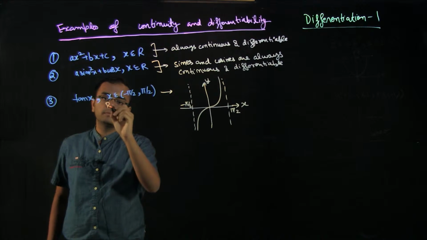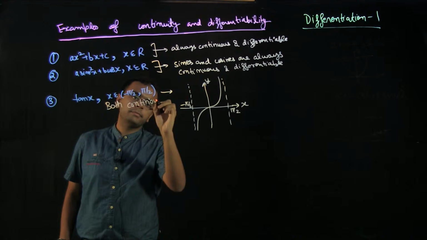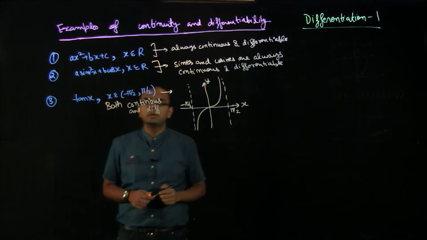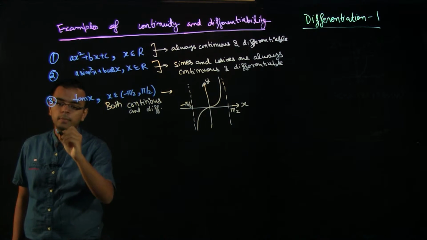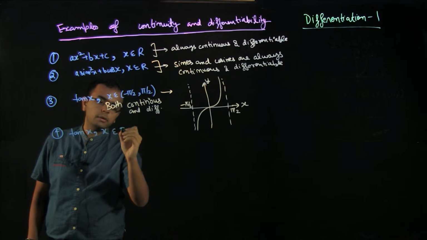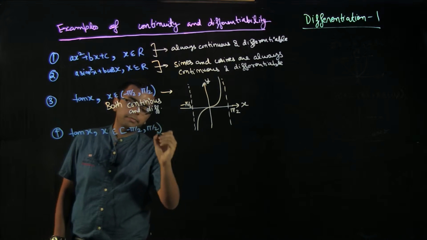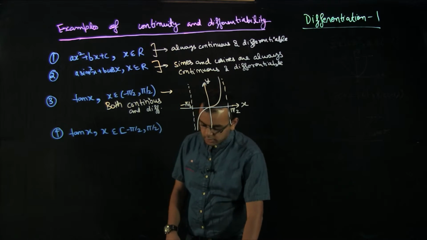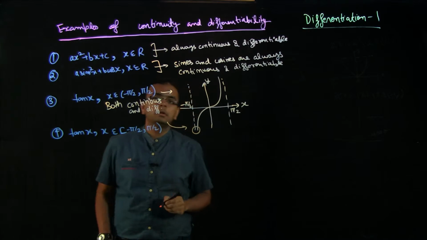So this is also both continuous and differentiable. However, what if we do something like this? For x between minus pi by 2 to pi by 2, now I have included minus pi by 2 in the square brackets. So now in this problem, this point has been included, right?